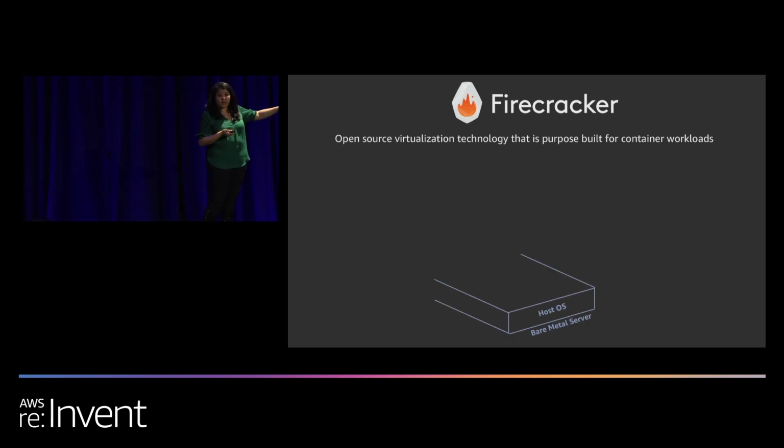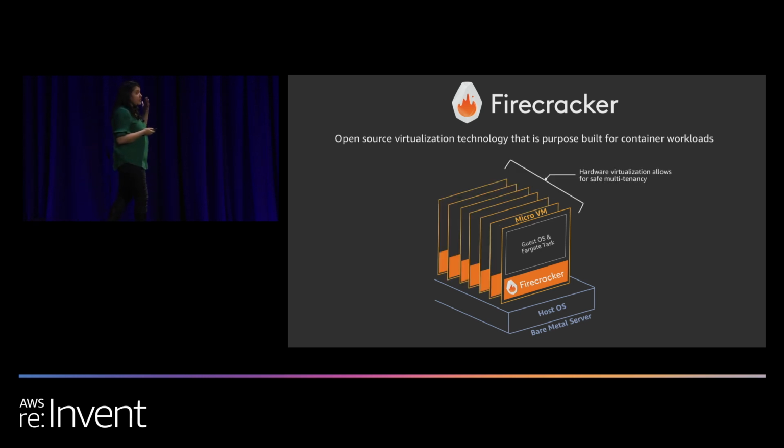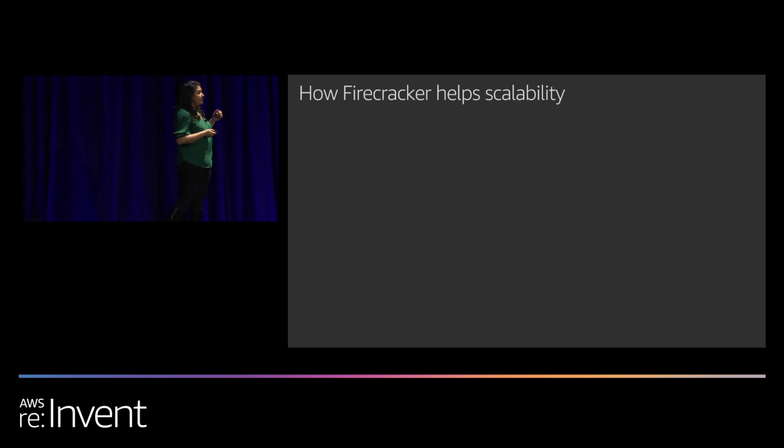With Firecracker, you take a bare metal server, and you install Firecracker as the hypervisor, and then you can launch your container workloads inside what we call a micro VM. As I mentioned before, these micro VMs have strong isolation properties like regular virtual machines, so we can co-locate multiple micro VMs running different tasks across customers even on a single bare metal machine. So how does that property help with scalability?